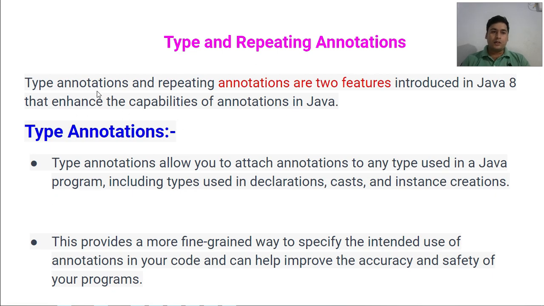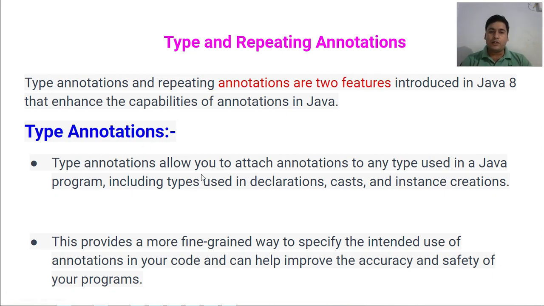Okay, so type annotations and repeating annotations are two features introduced in Java 8. They enhance the capability of annotations in Java. What is a type annotation? A type annotation means you can use an annotation before variables. For example, if you know @Override, it's a method type annotation. If you see some of the class-level annotations, which are class type annotations, in the same way we can say type annotations, which are used before the variables.